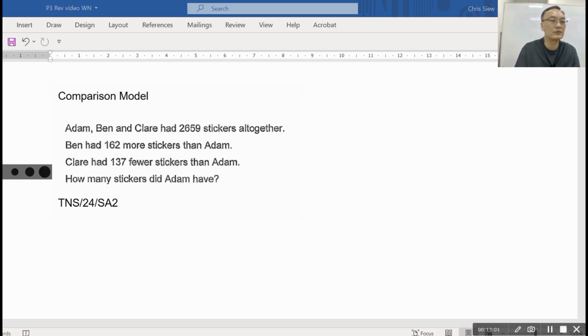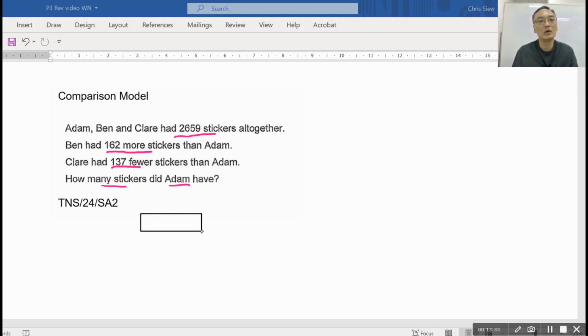Right, after reading the question, as usual, we'll highlight the keywords. This is the total for these three people. Ben has 162 more stickers than Adam, and Claire has 137 fewer than Adam. So our objective is to find out how many stickers did Adam have. After reading the question, we organize the information in the form of a model. So Ben is 162 more than Adam. Therefore, we know that Adam will have more. Ben will have more than Adam by 162.